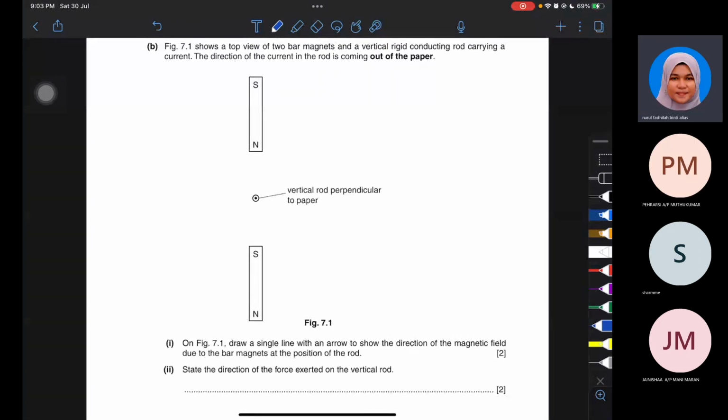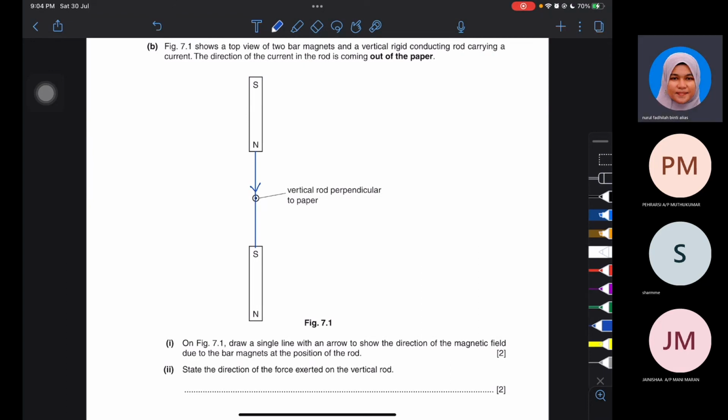Okay, jadi straight line up and down page kan. So dia kata ni macam ni betul. Okay, lepas tu arrow to up ke down? To the south. Okay, now state the direction of the forces exerted on the vertical rod. Ada force. You ingat tak you dah belajar force?